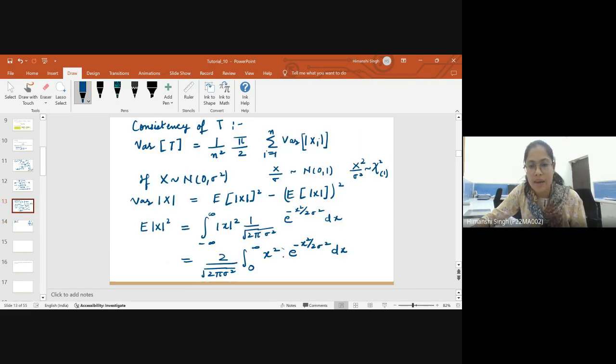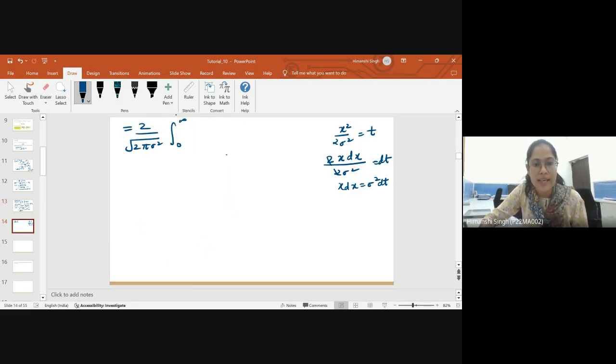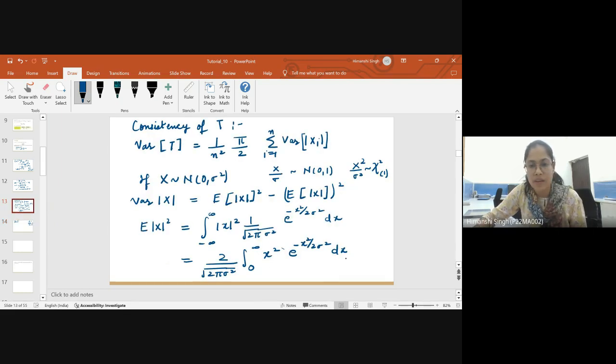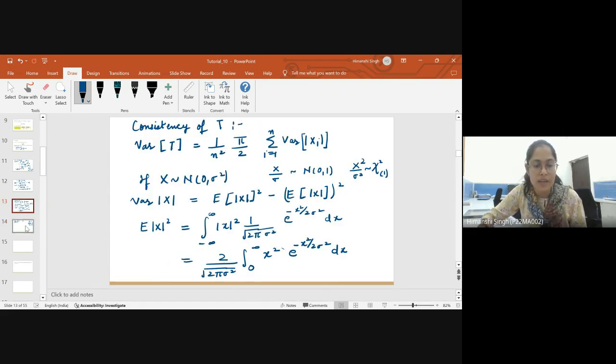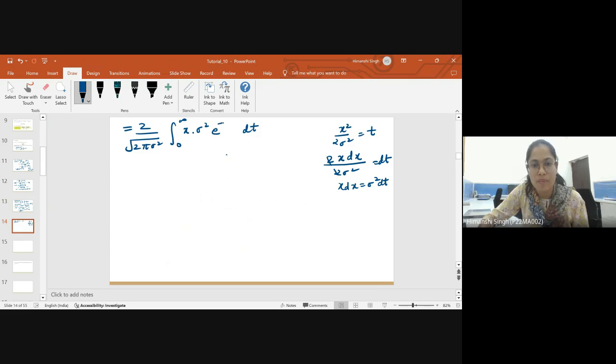And here I am having this x square. So I'll take x here and one of the x dx. So there will be one x dx, so that x dx will be sigma square dt. So sigma square dt here, and this will be e to the power minus t.